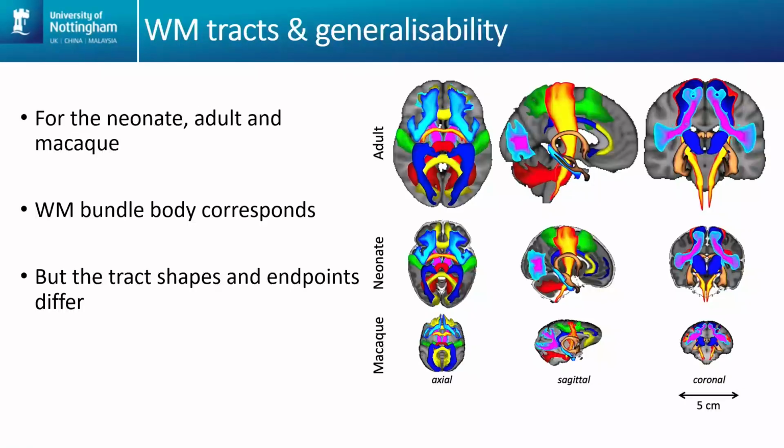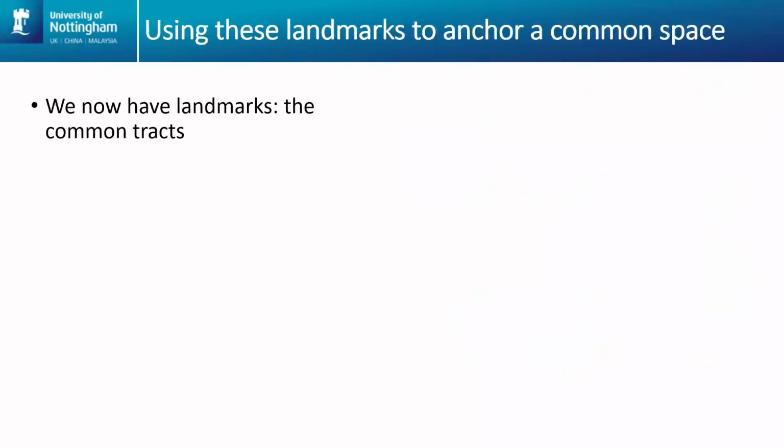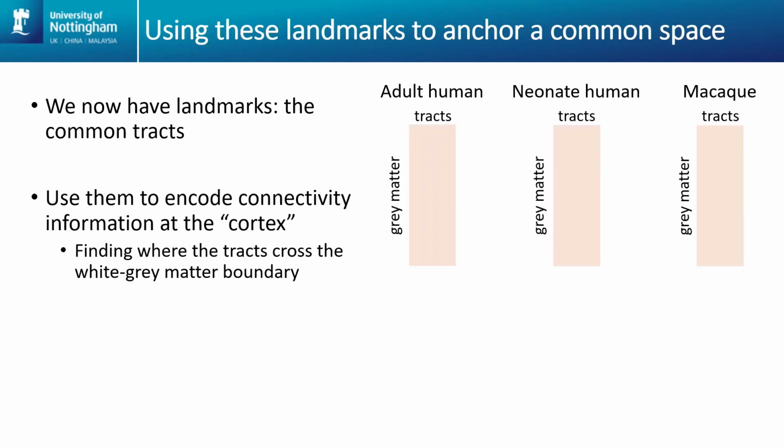So we do that, and we build these group average white matter tracts. And from these, we can see the overall homology of these white matter tracts across these brains, and in particular, the overall shape in the white matter bundles. But it's important to point out that these precise shapes and the precise endpoints of these tracts will differ across these brains, and it's these differences that we can use to explore brain ontogeny and phylogeny. So we now have these common landmarks, or white matter tracts, and now we want to encode their connectivity information at the cortex so that we can compare it across brains.